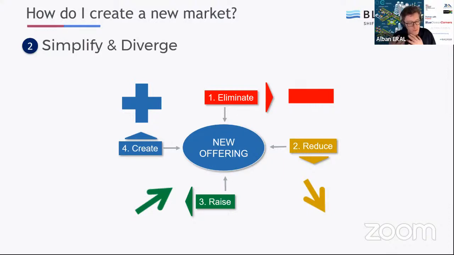It shows you what are these standard offerings in your industry. So you will have to eliminate several elements in these standard offerings, reduce, raise, to have differentiation, and create, to have these unique elements, where you are the only actor to propose, creating really something new. So that's why it's a new market space.